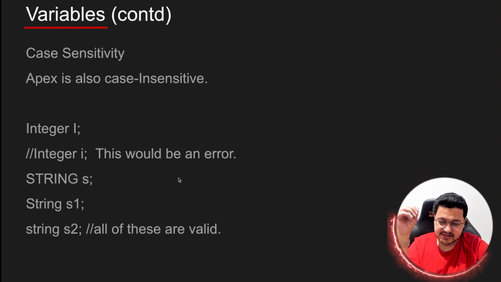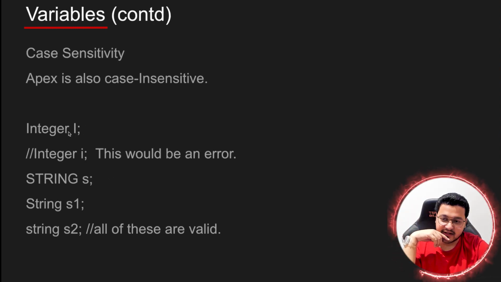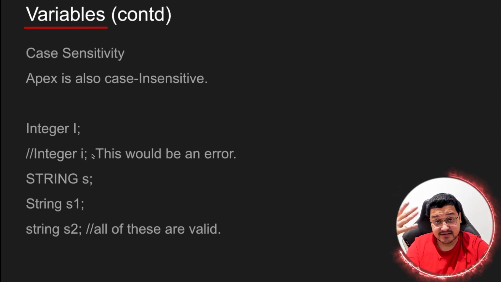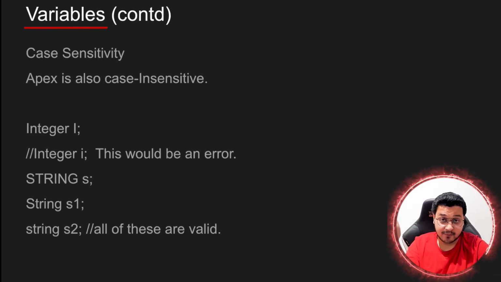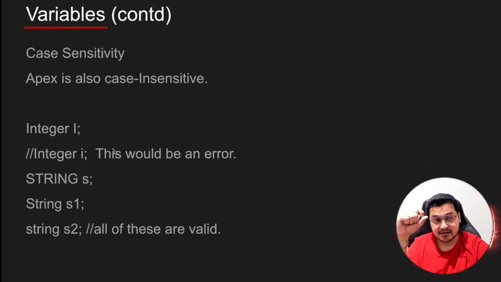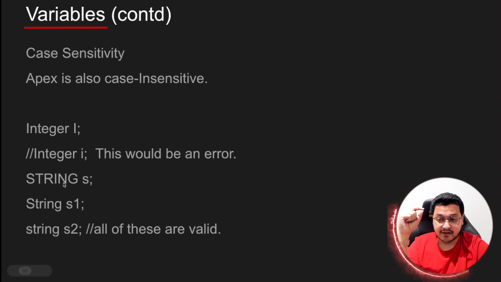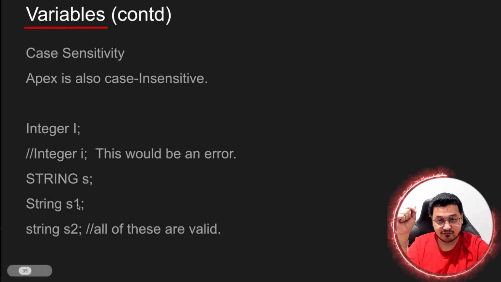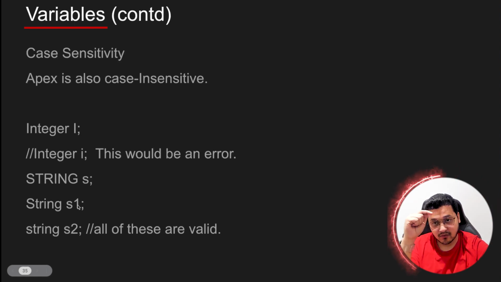They all are same. And hence, if you declare integer I and integer small i, this would run into an error because it is case insensitive. So capital I and small i are considered same variable names in Apex. This is not the case in Java, but Apex does consider the uppercase and lowercase as the same. But prefer, if you are creating your variable as small s1, then keep it small s1 across your code.